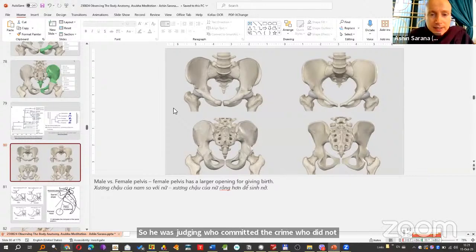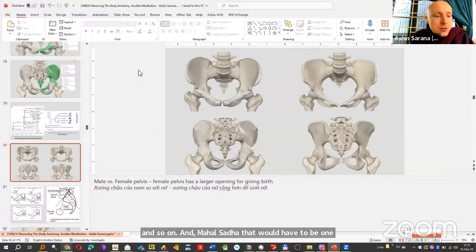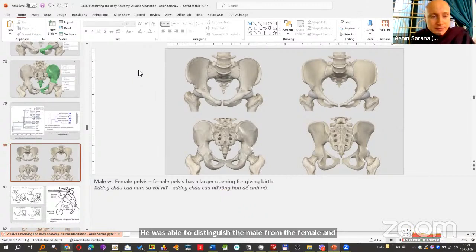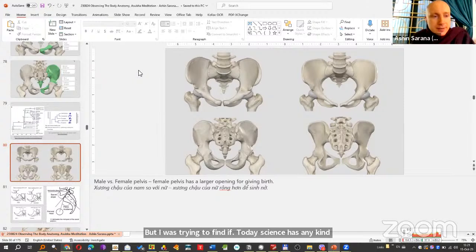And Mahosadha, the Buddha to be, one time saw a skeleton, and he needed to decide whether the skeleton was from a man or from a woman. What he did, he looked at the skull, and based on the stitches on the skull, we already looked at that, he was able to distinguish the male from the female, and he was able to see that the skull was a female skull. But I was trying to find if today's science has any kind of such knowledge, but I couldn't find it. It seems that really stitches on the skull are not something that is reliable.